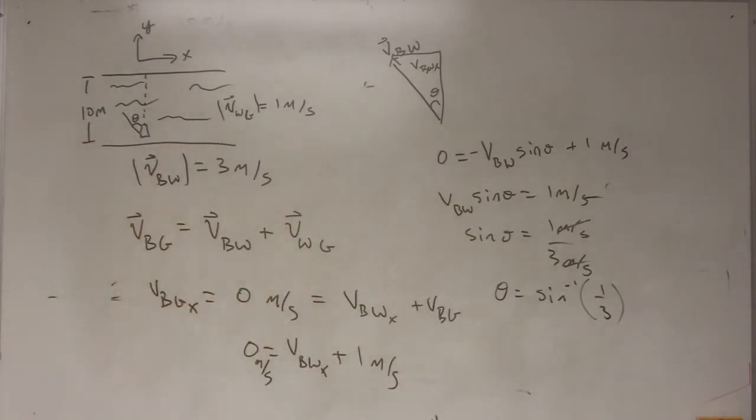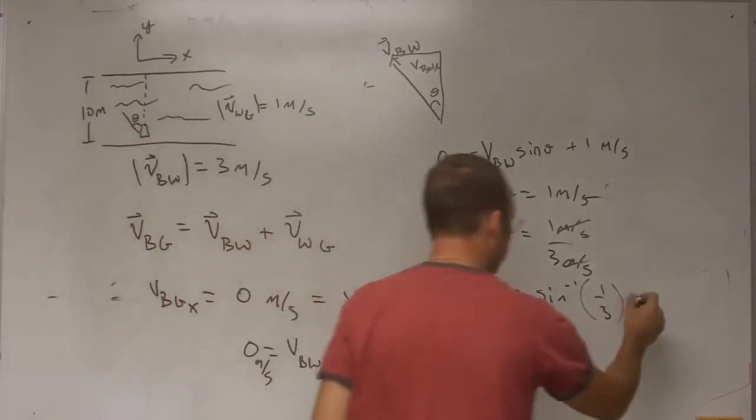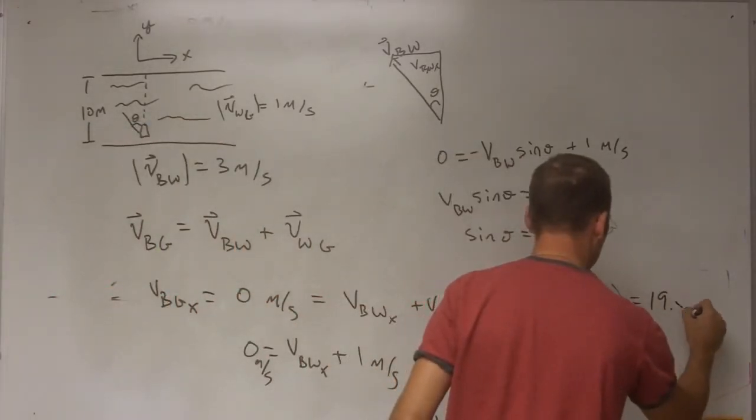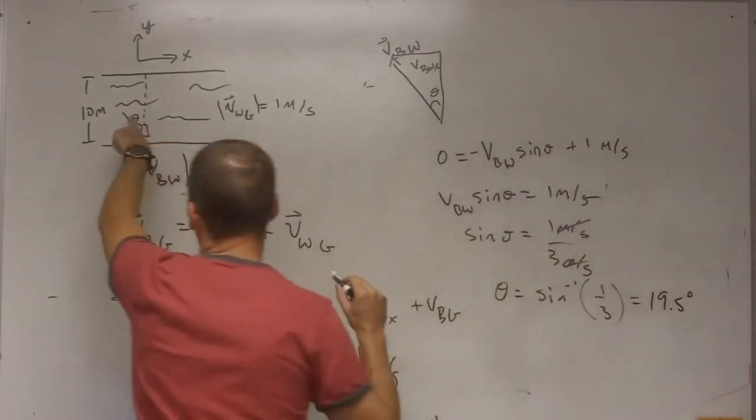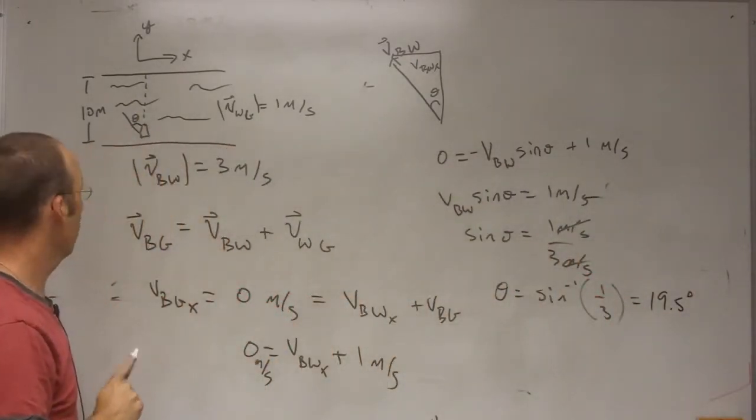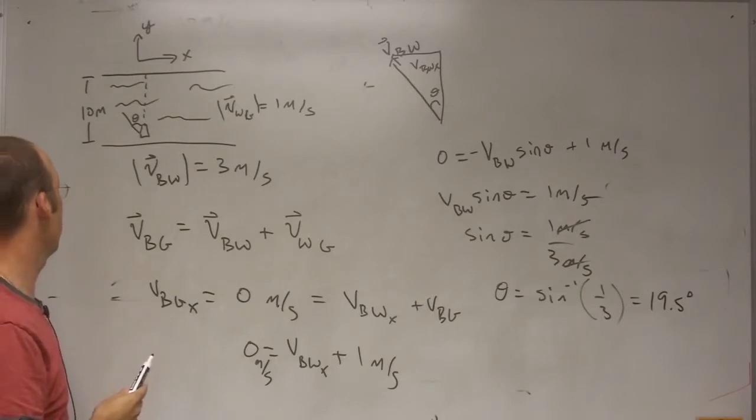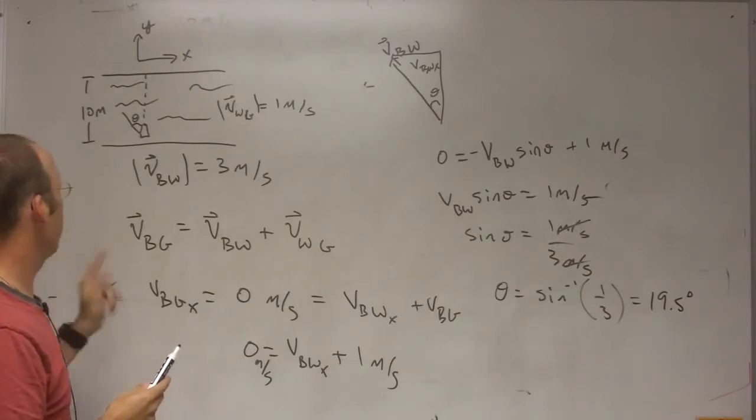And let me see. So 19.5 degrees. So that's that angle right there. So you have to aim 19.5 degrees to the left in order to go straight across.